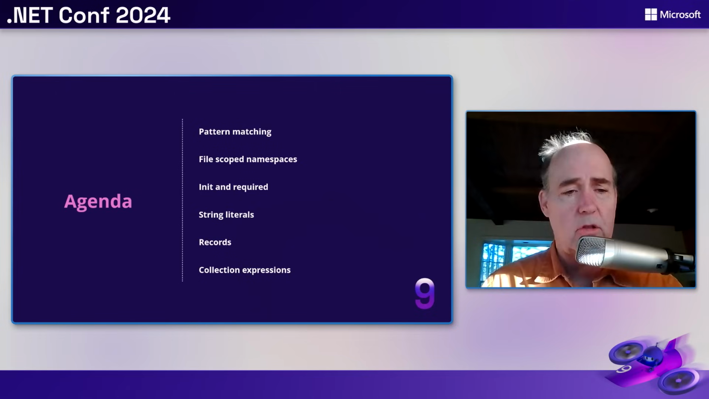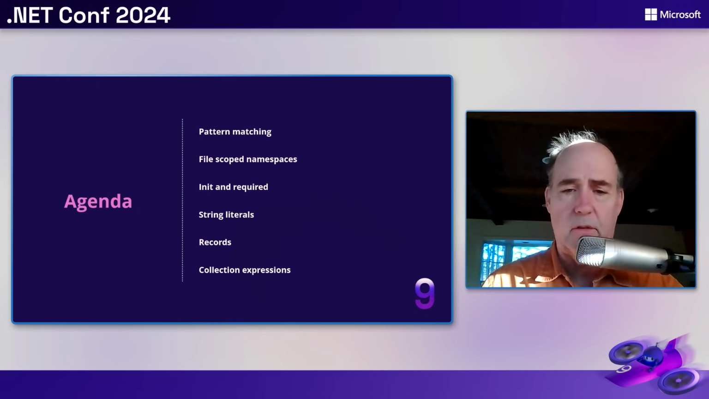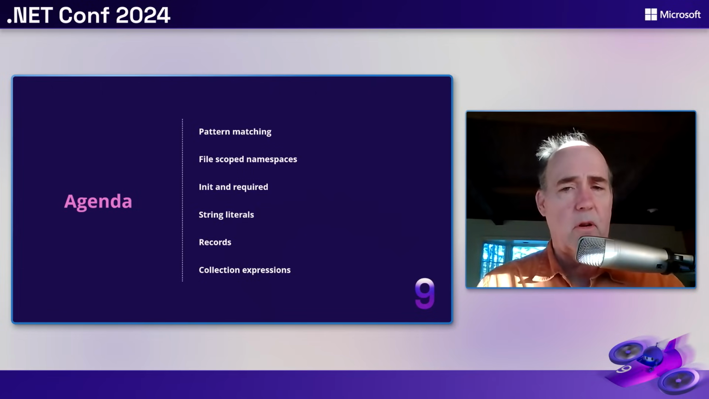Because we're all shipping projects, we're all shipping product or applications that we have to get delivered. So you can't just sit there and stop and say, I'm just going to take the next month and just upgrade my code base to use the latest language features, especially because it all works. So we're going to go over pattern matching, file scope namespaces, init required, some different things with properties and the story around properties. We're going to look at string literals and a lot of the things we're doing with strings. We're going to talk about records and collection expressions.